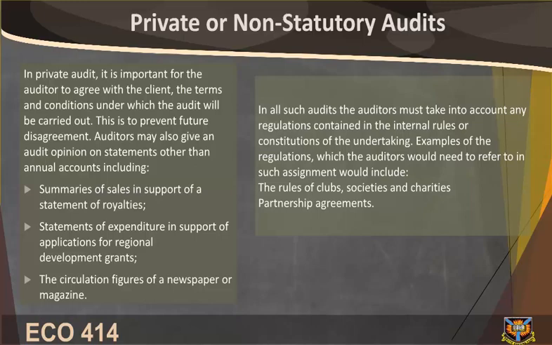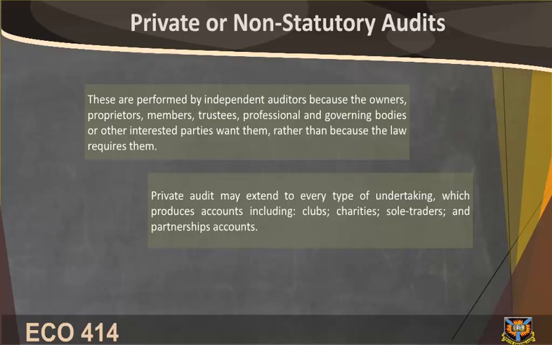Examples of the regulations which the auditors will need to refer to in such assignments will include the rules of clubs, societies and charities, and partnership agreements. These are performed by independent auditors because the owners, proprietors, members, trustees, professional and governing bodies and other interested parties want them, rather than because the law requires them.